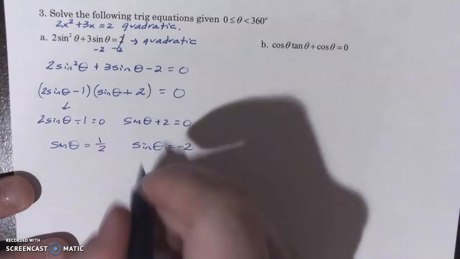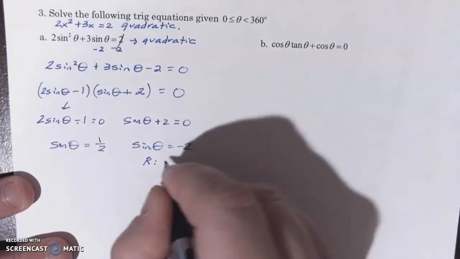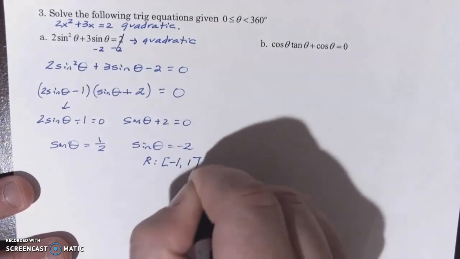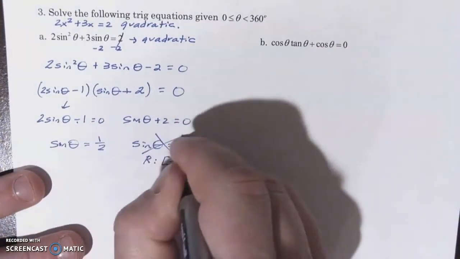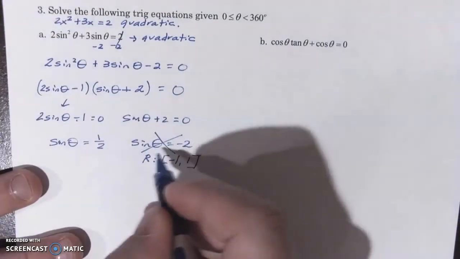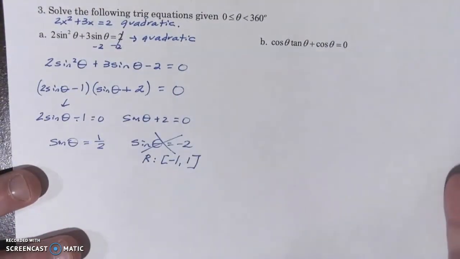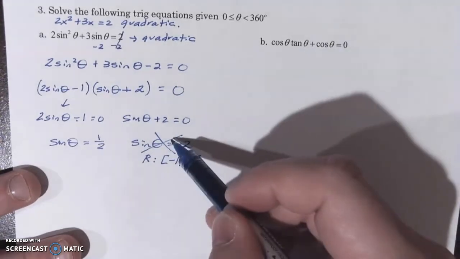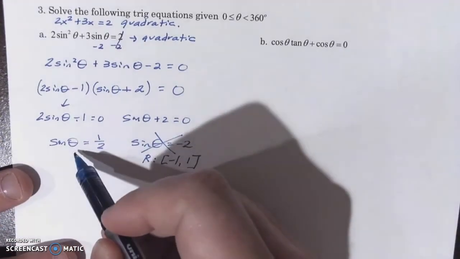Now, if you remember from back in graphing, the range of our sine graph is -1 to 1, which means there are no angles for which sine values are either greater than 1 or less than -1. So we're going to throw out that equation. Doesn't exist. This would give us no solution. But we still have this one to work with.